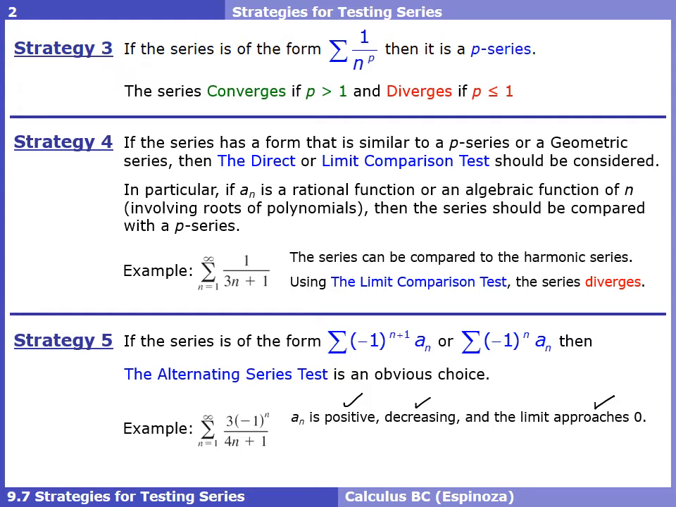And again, you're doing that to the non-alternating part. So we would be doing that just to the 3 over 4n plus 1. We ignore the alternating part. Again, I'm not going to do each of those steps here for this problem, but if you wanted to write all of this out for this particular problem, we would say that this series converges by the alternating series test.